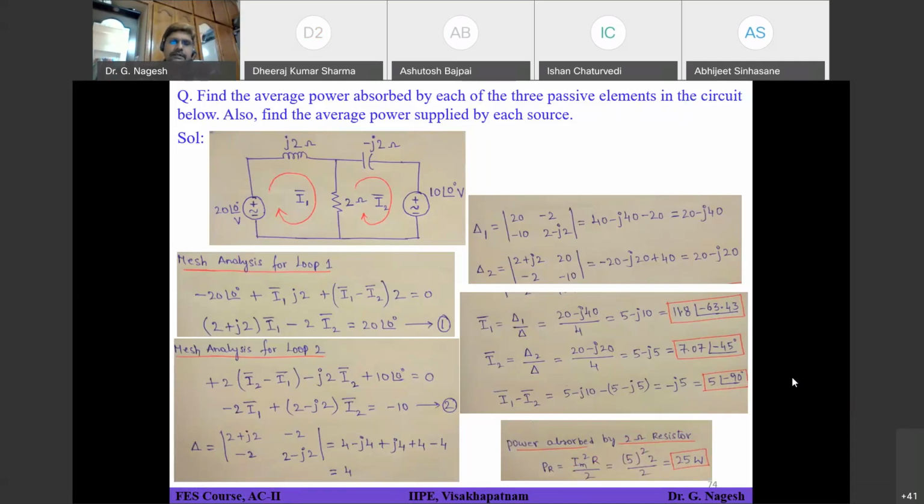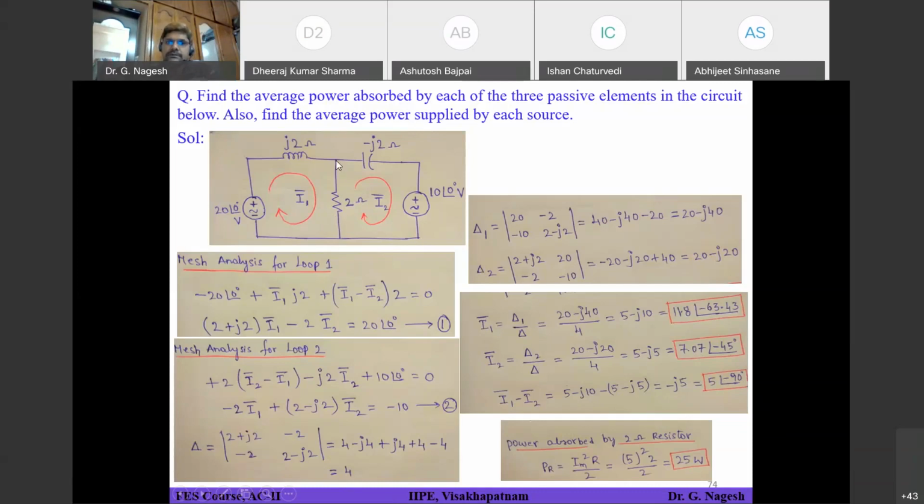Or if you want, you can find the voltage across the resistor also. Then Vm into Im divided by 2 into cos of theta minus phi. You can do that. So phi was observed to be minus 90 degrees here. If you calculate the voltage across the resistor, it will also have the same minus 90 degrees. If you want, you can calculate that voltage at this point with respect to this reference.